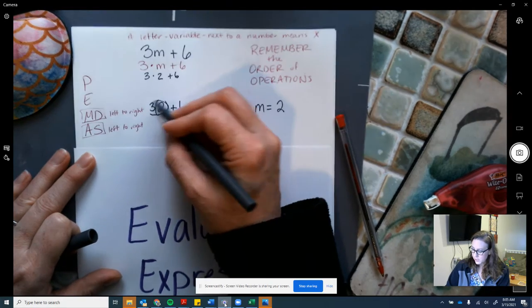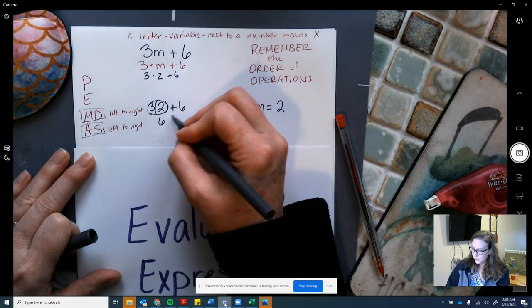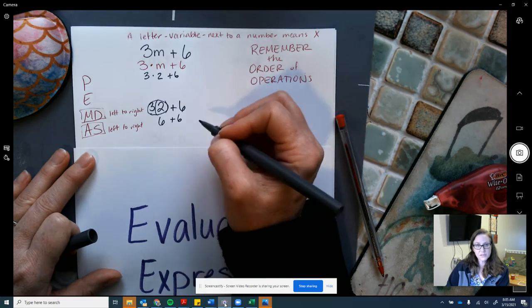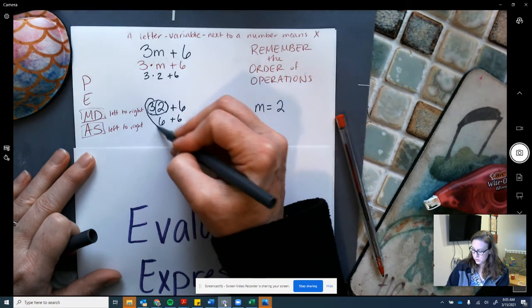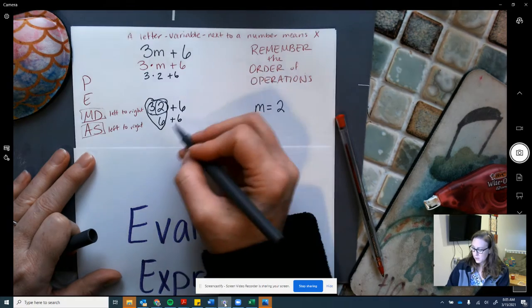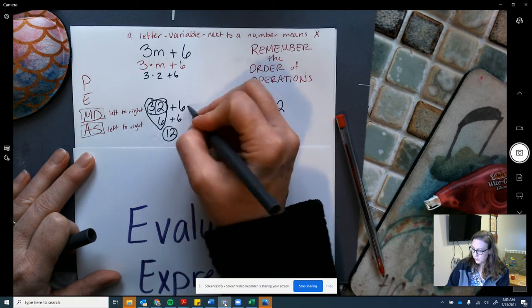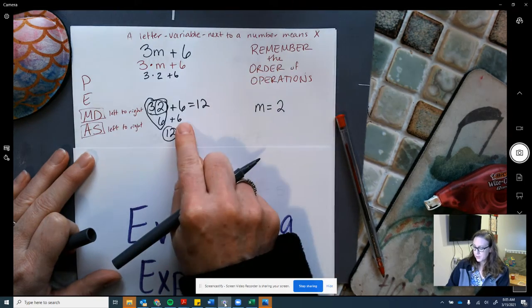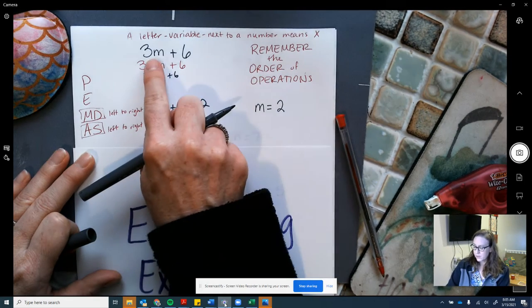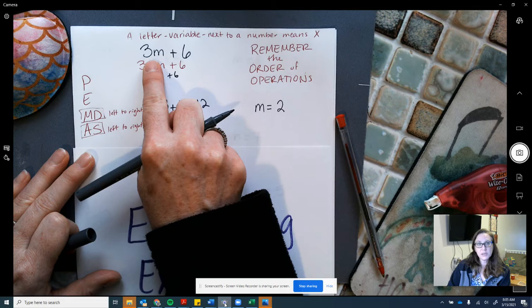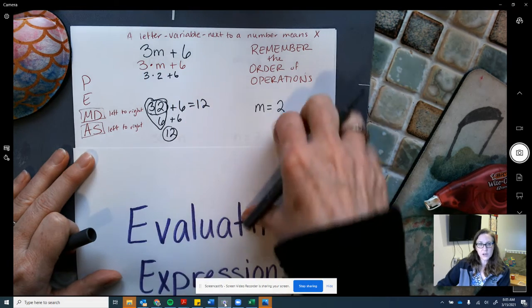So here's our multiplication. We've got 6. We're going to bring down the rest of it just the way it's written. We just solved this part right here. Now we just have one operation left, so my answer is 12. So if we have the expression 3m plus 6, and if m equals 2, the answer is 12.